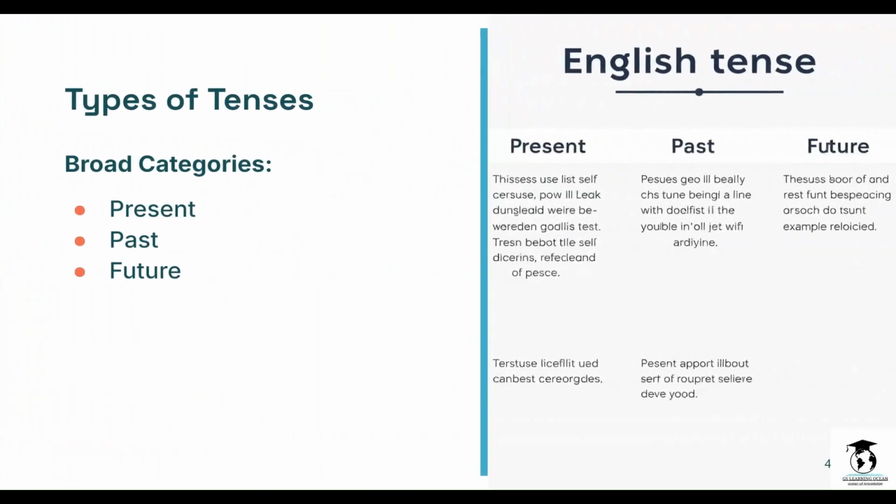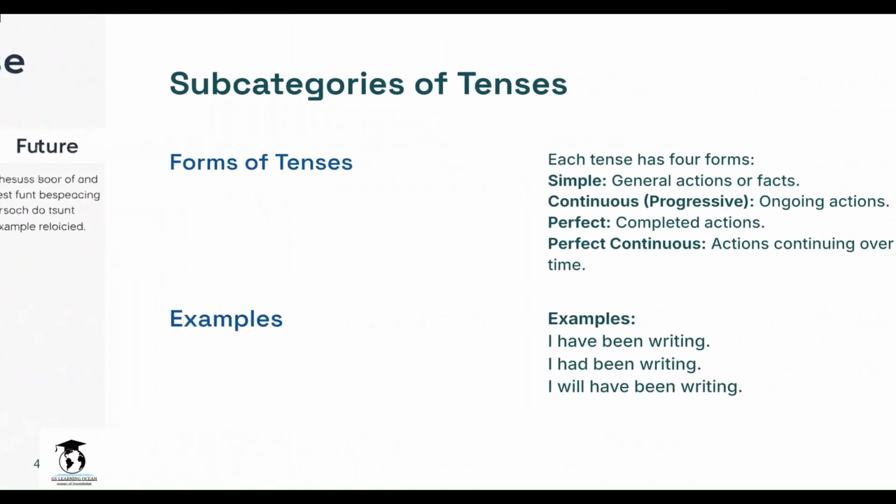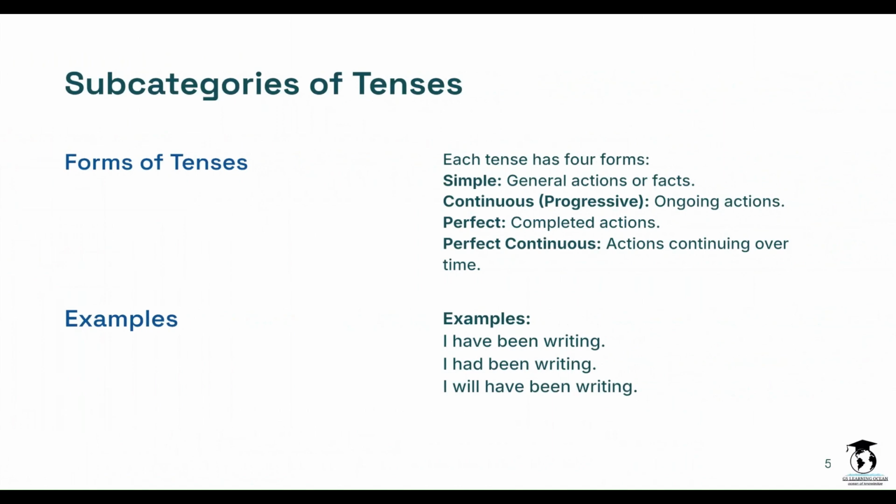Moving forward, now when we talk about types of tenses, tenses come in three broad categories: present, past, and future. Present tells the time about today, past tells the time which is already gone, and future is upcoming time. These categories further break down into subcategories which we will explore next. Now, subcategories of tenses are simple, continuous, perfect, and perfect continuous. Each of these tenses has four forms.